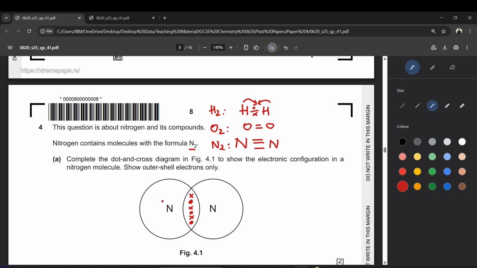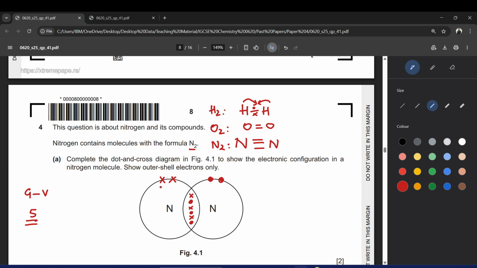Now, nitrogen is in group 5, so its outer shell has 5 electrons. Originally, each nitrogen atom had 5 electrons, and they have shared only 3. That means within their own part of the shell, they must still have two more electrons. So this one has one and two, and this one has one and two.